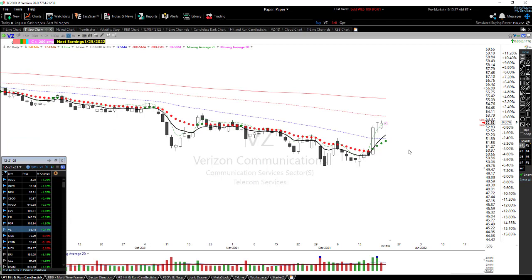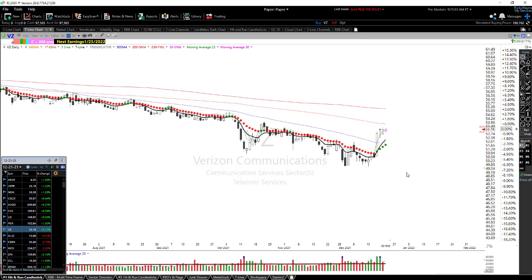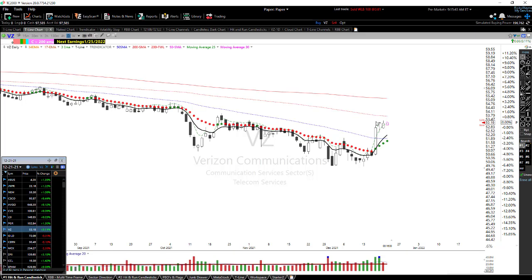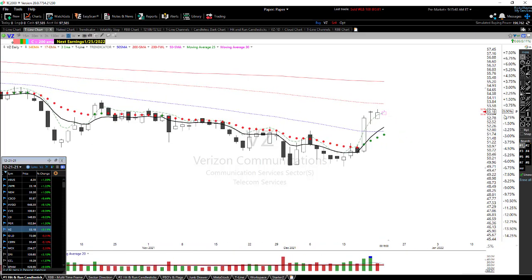I still have VZ on the chart. VZ is not a rounded bottom breakout officially, but it has that rounded bottom breakout. You can use the rounded bottom breakout strategy, but it's not really a rounded bottom breakout. Beautiful move up. Here's the follow through that we're getting.